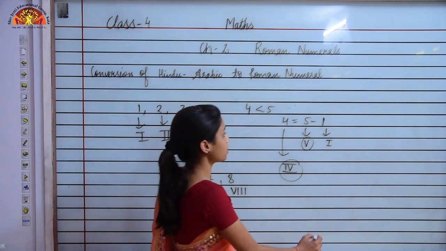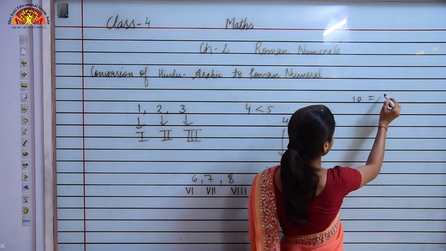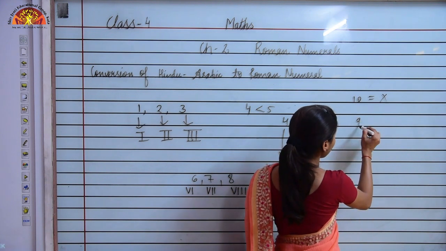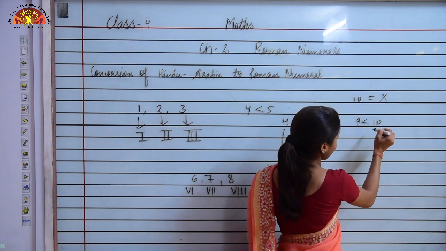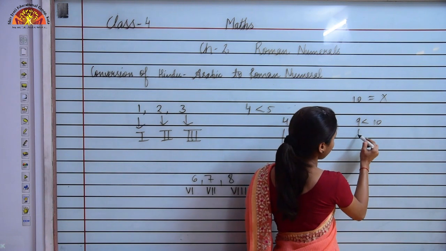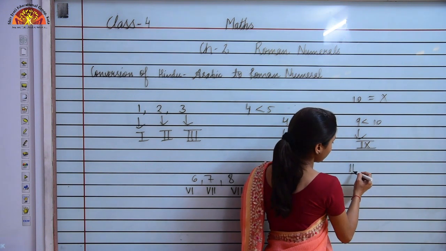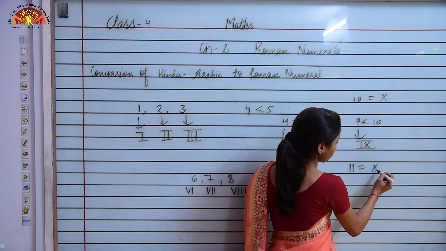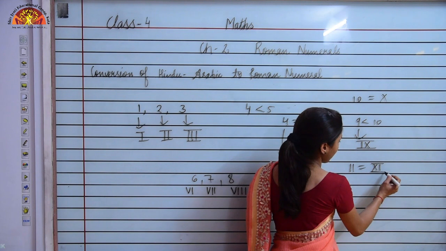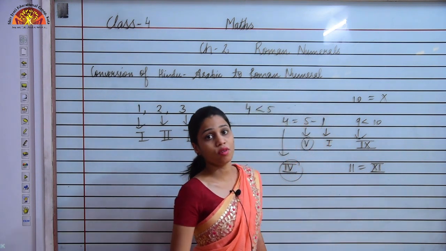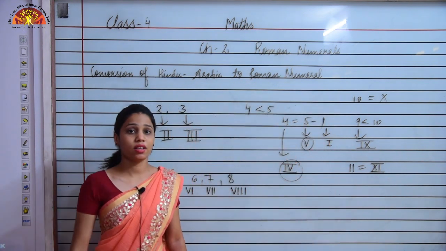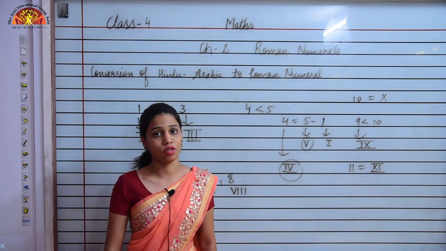Now as you know, 10 is written like this. To write 9, since 9 is less than 10, how will I write 9? I have to subtract 1 from X. So this will be 9. To write 11, how will I write? I will add 1 to X. So this will be XI. This is how you have to convert the Hindu Arabic numerals to Roman numerals.